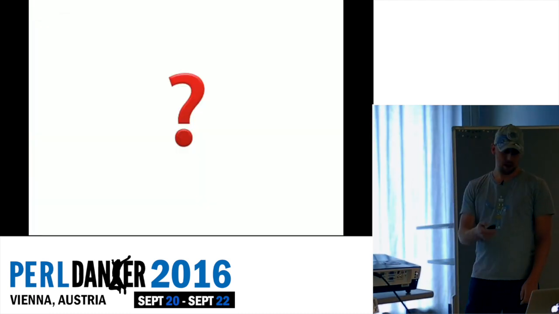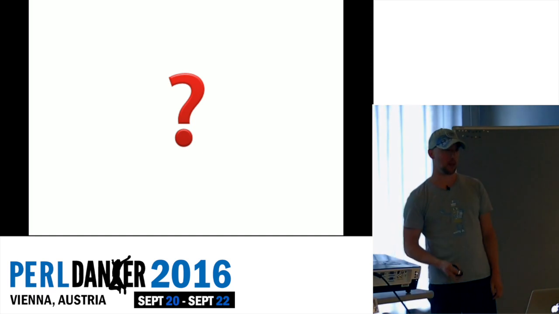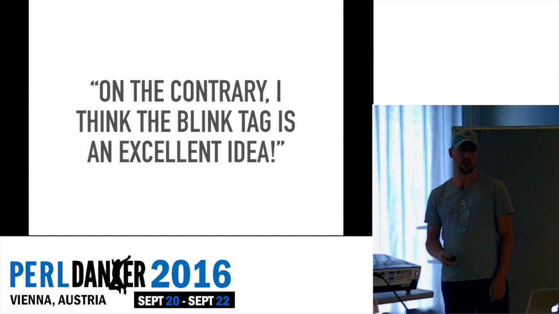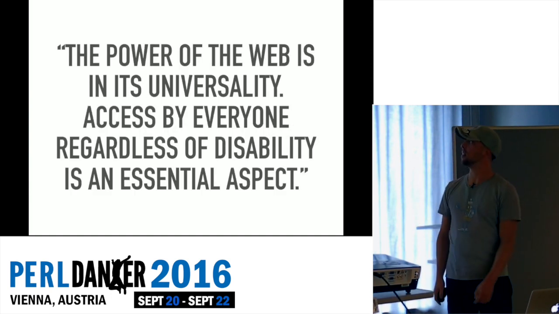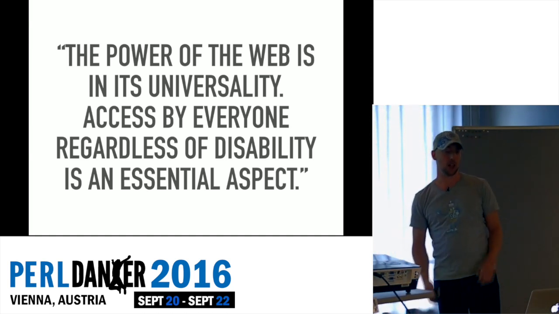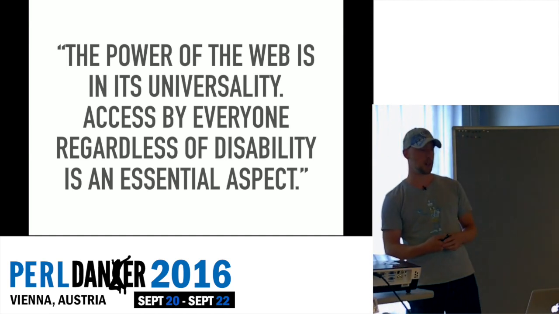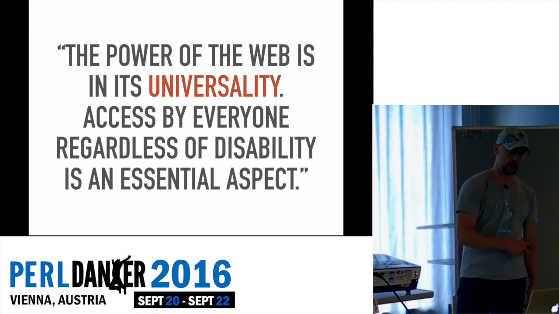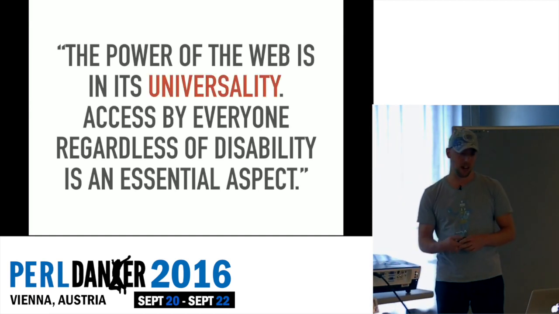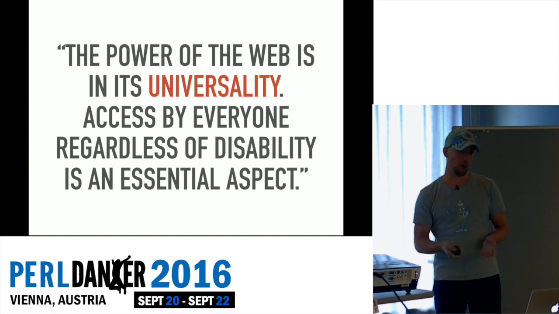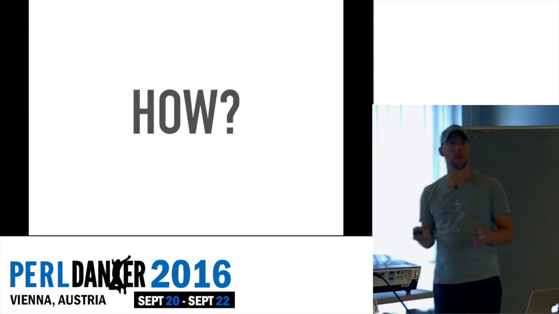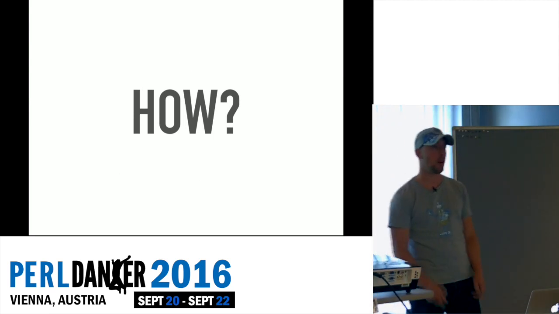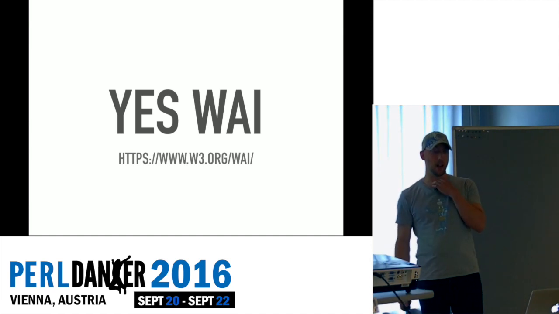So, how does this apply to the web? I'd like to quote some web developer who said that, on the contrary, I think that's the wrong quote, he did not say that. He said this: the power of the web is in its universality; access by everyone, regardless of disability, is an essential aspect. And the universality in that sentence is kind of the key point. Anyone should be able to use the web. So how do we make sure that anyone can use the web? How do we make it inclusive? How do we make it accessible? And there's a way to do that.